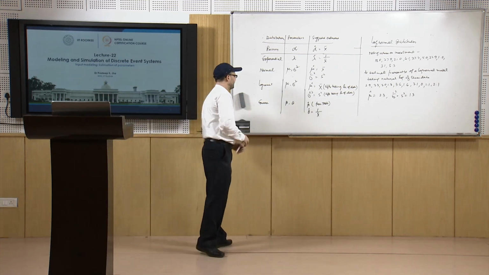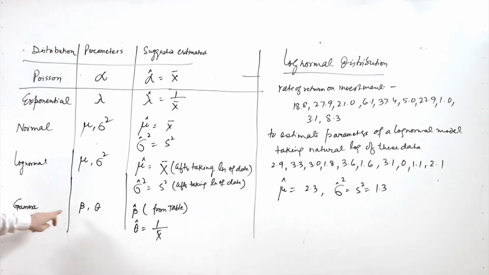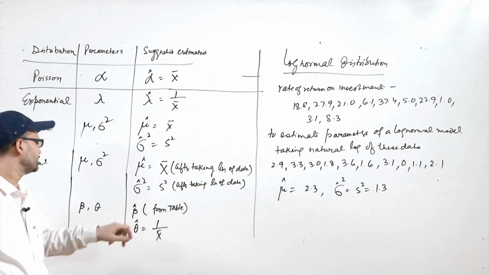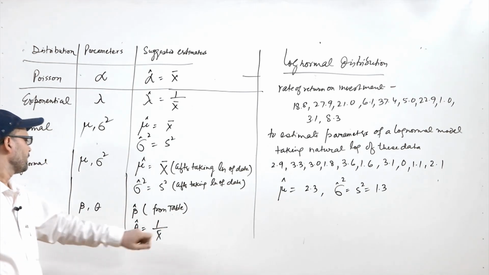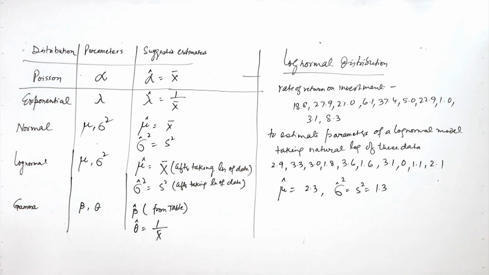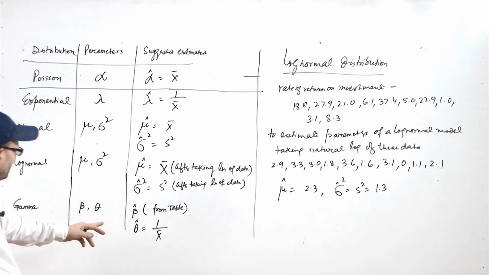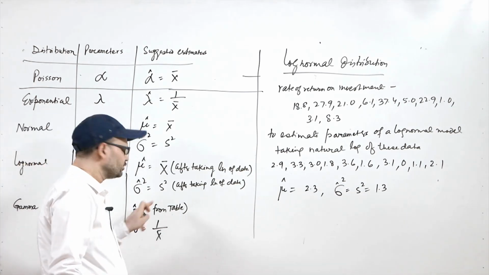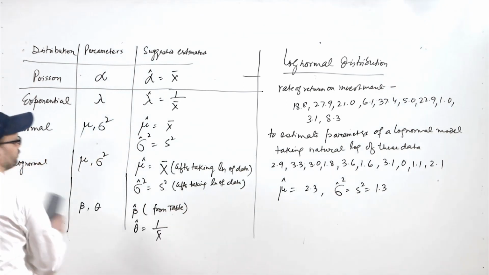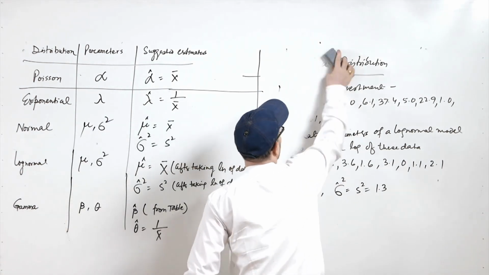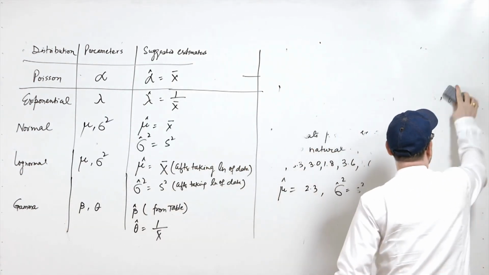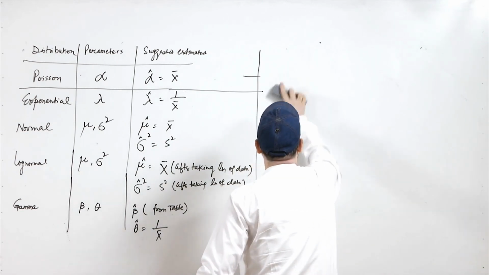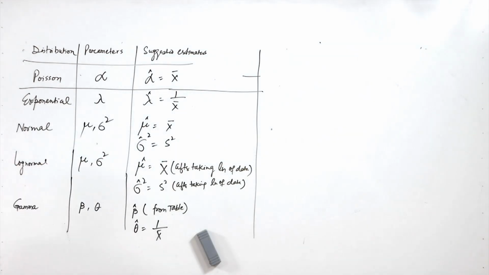As we see, in the gamma distribution you have two parameters, beta and theta, and the estimated value for theta will be 1 by x bar. So, once you have the data, you get its sample mean, and from there you get the theta estimator, and beta you get from the table. Now, how to get that? Let us see, in case of a gamma distribution, you have been given certain data and how to compute it.